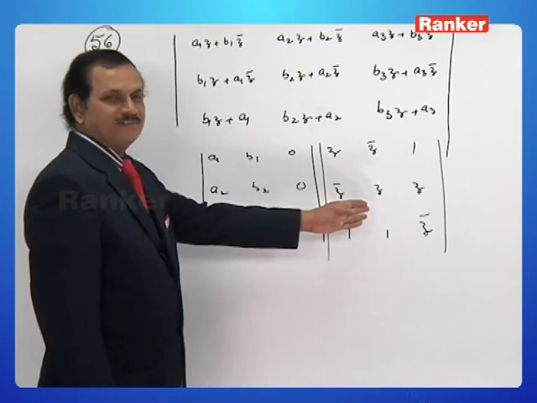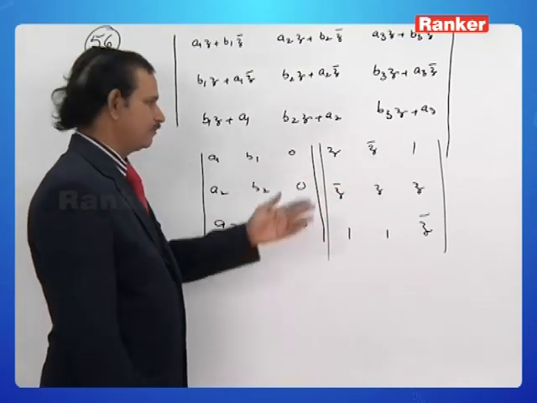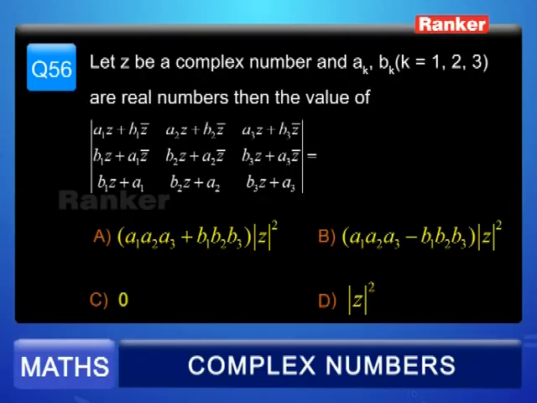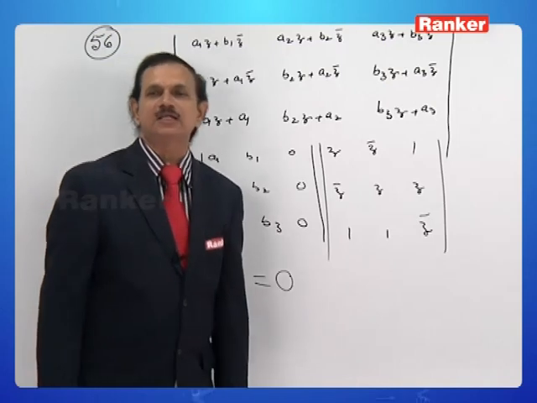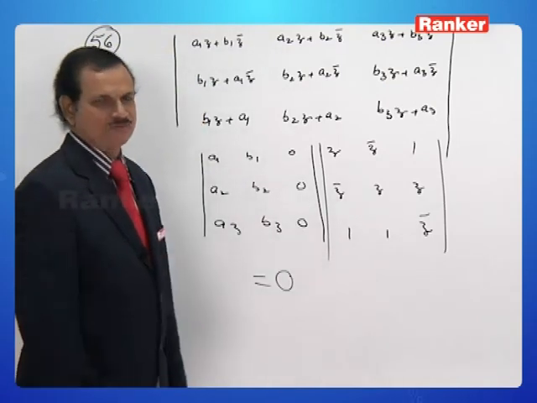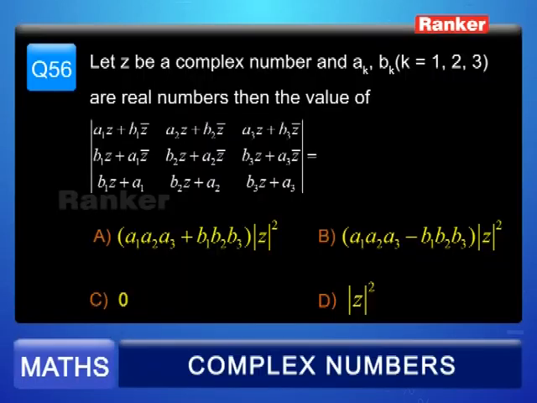We need not find the value of the determinant, but the value of this determinant is 0. 0 into anything is 0. The product is simply 0. Therefore, the right option is option C. The only thing involved in answering this question is you must be able to observe that this determinant is the product of these two determinants. That's all. So the answer is 0. Option C.